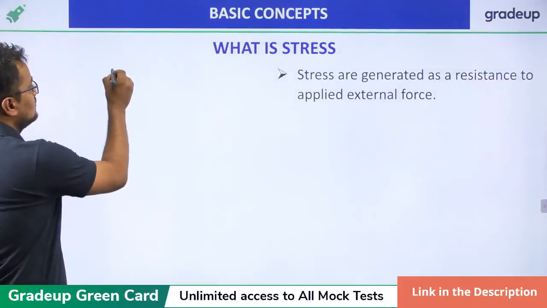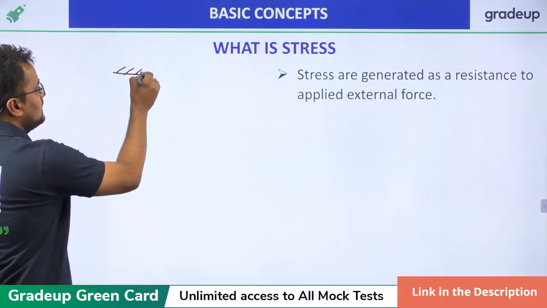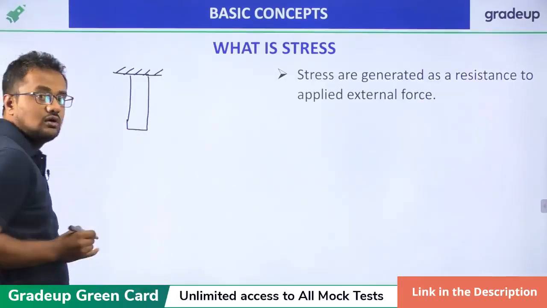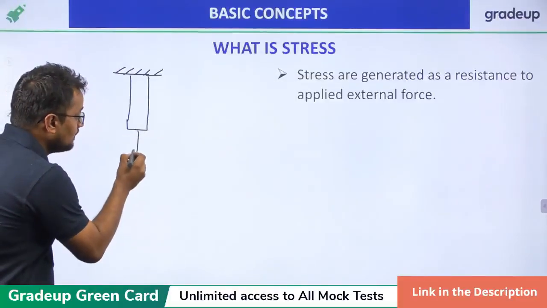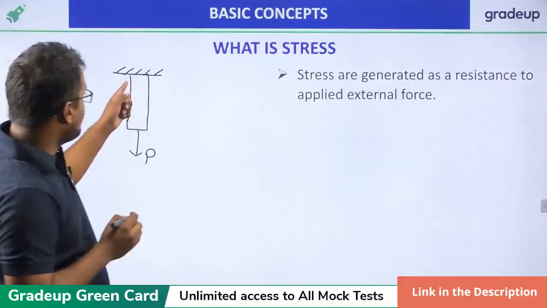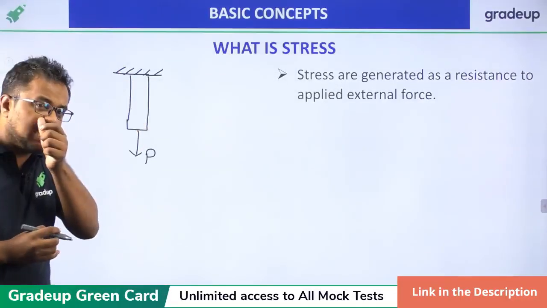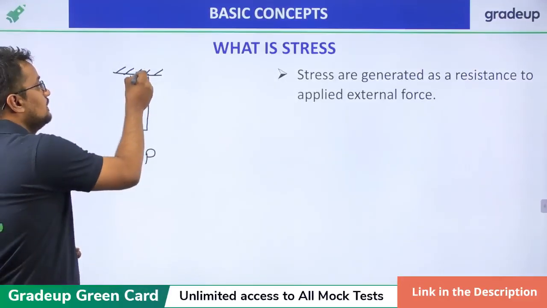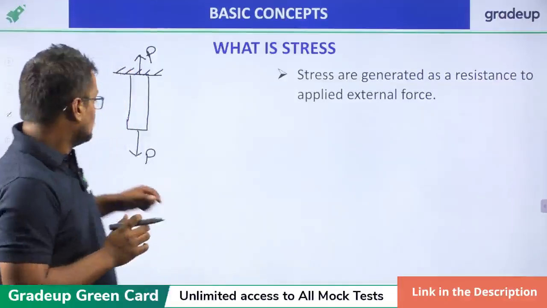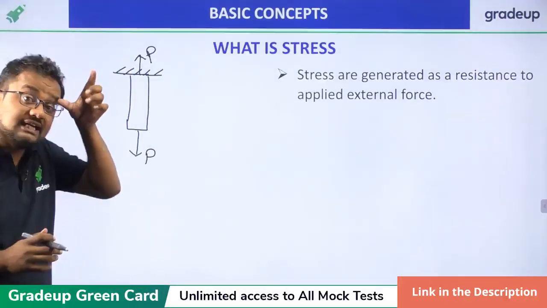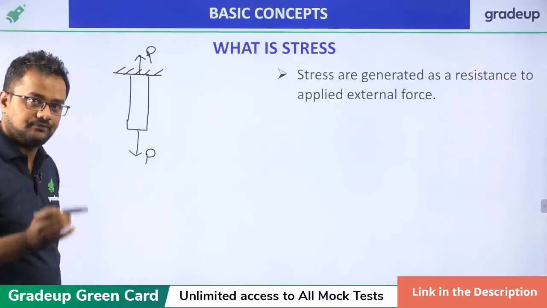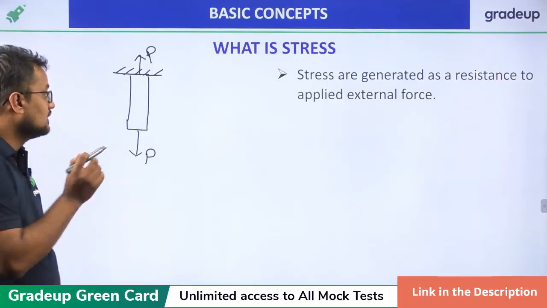Suppose, my dear students, this is a bar, and this is fixed here. Okay, I apply an external force P on it. Since this bar is fixed here, it will have a reaction equal to P. Now the P force is acting downward, the P force is acting upward, so the net force is zero, so this bar is in equilibrium.